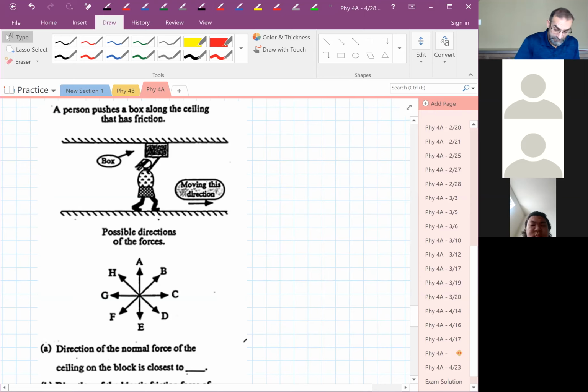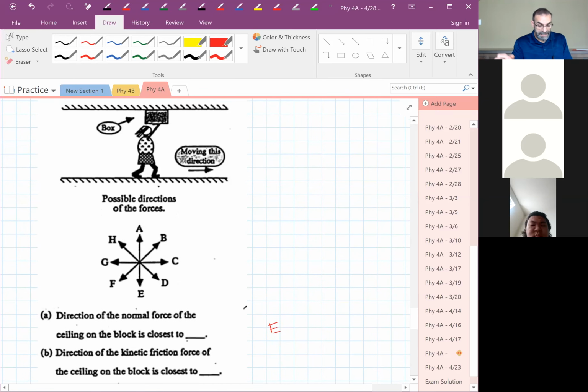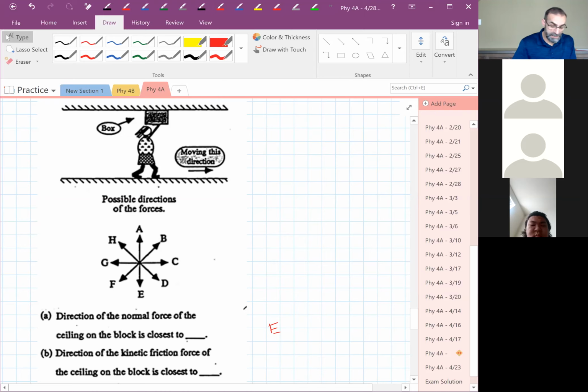Okay, very good. Right, a normal force is always normal or perpendicular to the surface. So that would be down. Surface can't pull on something, right? It can only push. Kinetic friction, ceiling on the block. The box is sliding to the right, so kinetic friction would be to the left. G. Good.